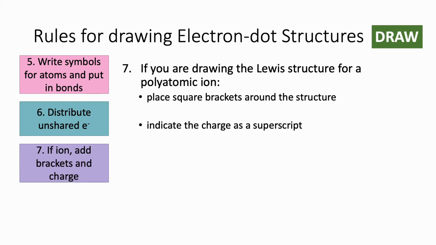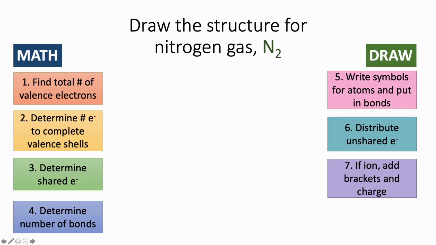Okay, so that is pretty complicated, and it actually makes a lot more sense if you apply these rules to a specific problem. So let's go do that right now. We're going to start with something easy. We're going to start with nitrogen gas. So let's start with the math phase. Molecular nitrogen gas has 2 nitrogens in it.